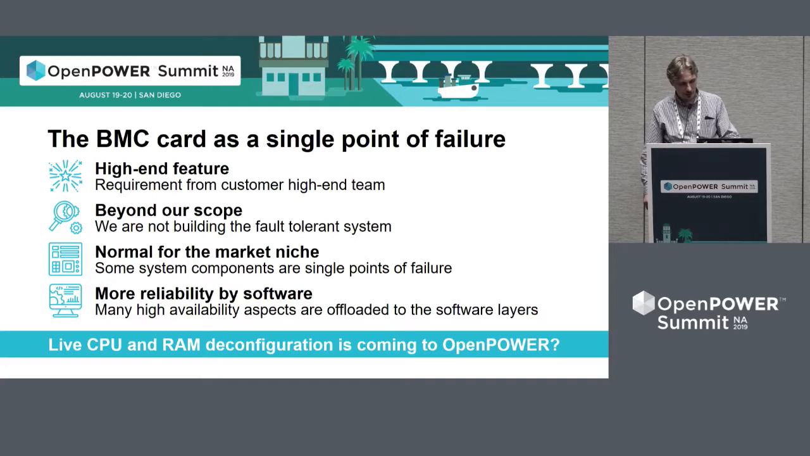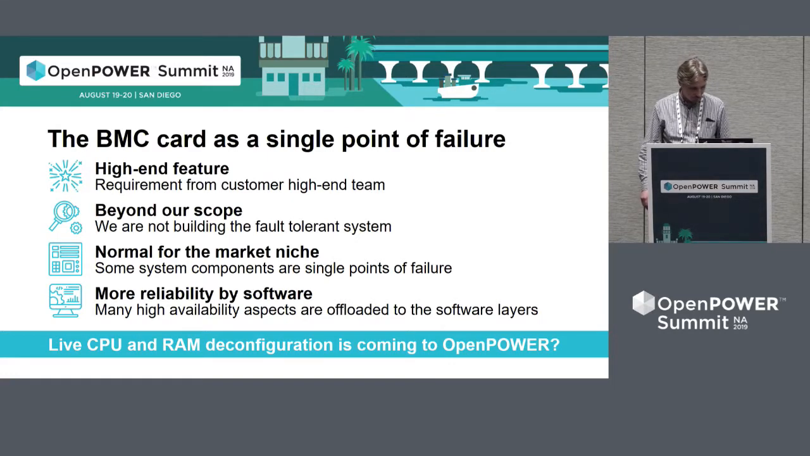Interesting is that, as I said in the previous session, the CPUs and memory are the single points of failure, but we float the high availability features to the operating system, like to the clustering software, to data replication, and things like that.